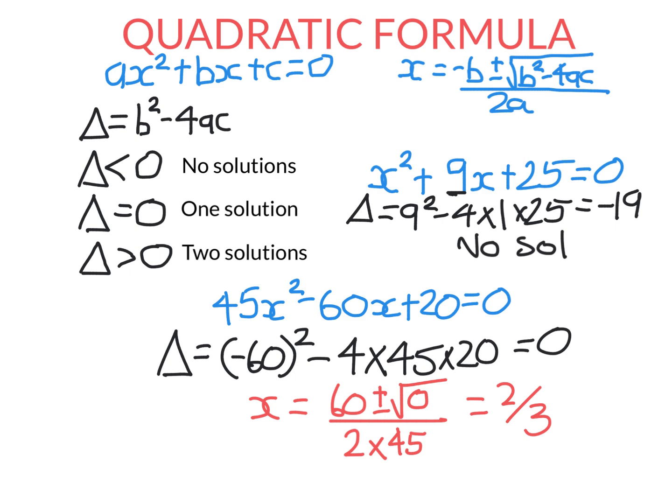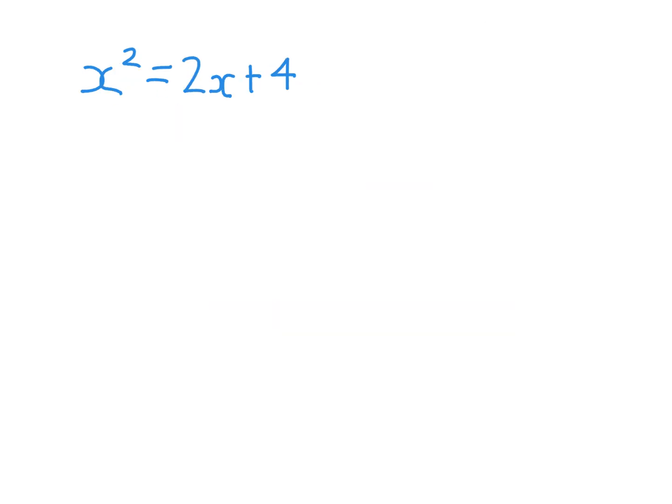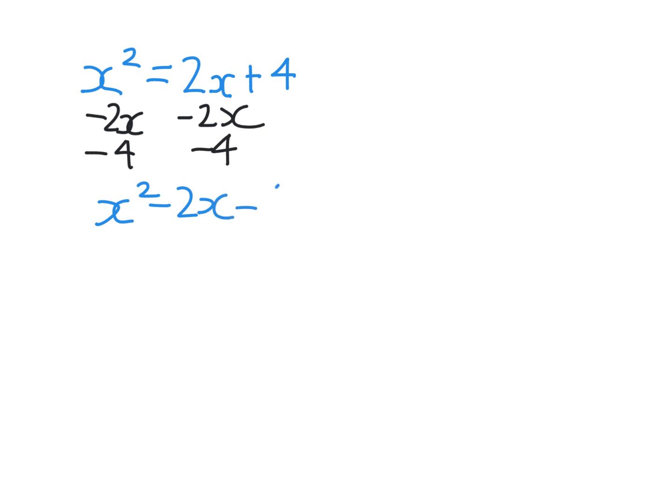All right, let's look at another example. Let's try x squared equals 2x plus 4. As with factorization, we need to have one side equal to 0 in order to use the quadratic formula. Every time you're solving a quadratic equation, one side must be equal to 0. If it's not, you make it equal 0. We subtract 2x from both sides and subtract 4 from both sides, so this equation becomes x squared minus 2x minus 4 equals 0.